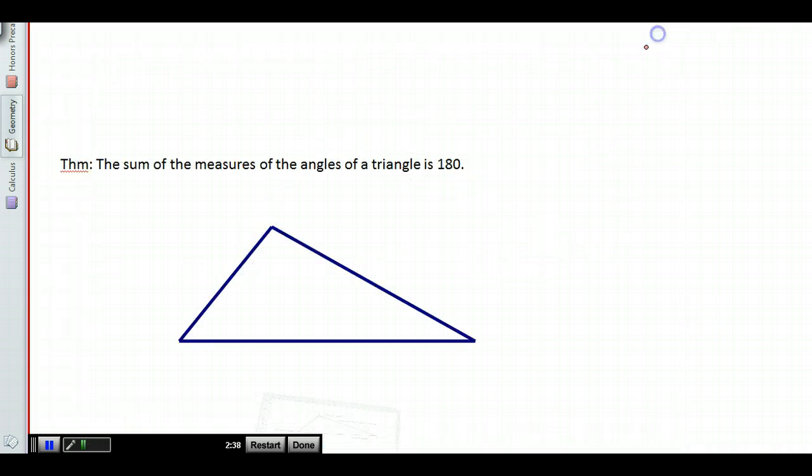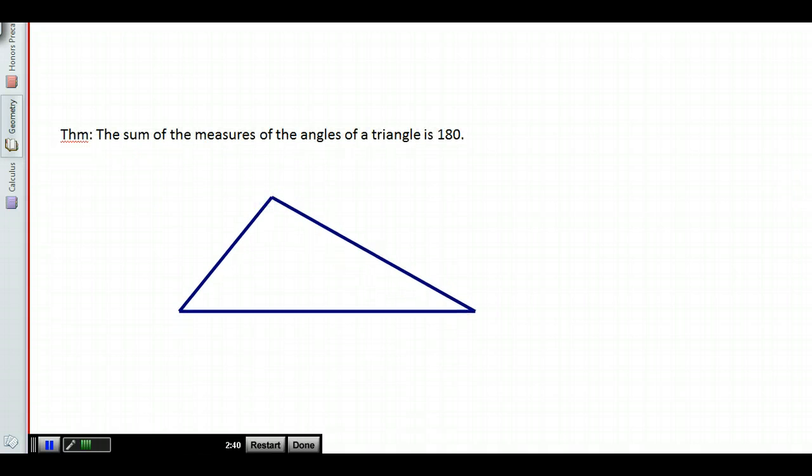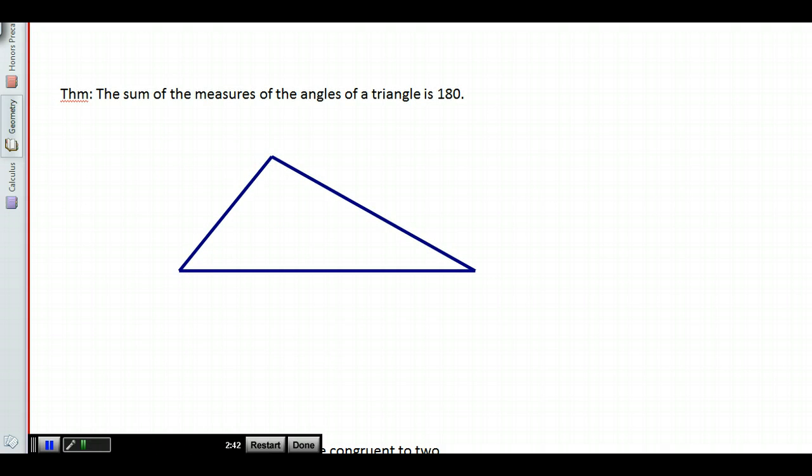And that's actually a theorem. The sum of the measures of the angles of a triangle is 180. And it's a pretty cool proof. Let's take a look at it. Let's draw a line that's parallel to the base. Okay? I'll call this angle 1, angle 2, and angle 3.